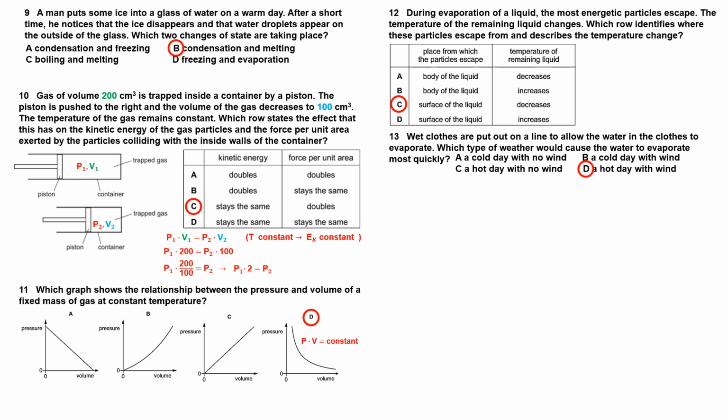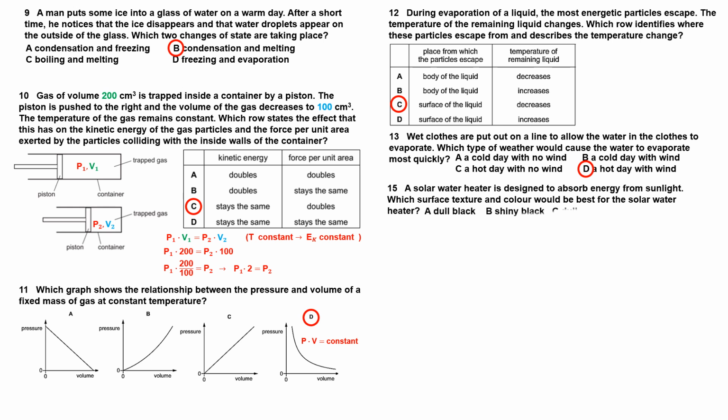Question 15. A solar water heater is designed to absorb energy from sunlight. Which surface texture and color would be best for the solar water heater? Black absorbs nearly all visible light wavelengths, converting more solar energy into heat. In contrast, lighter colors like white reflect a significant portion of sunlight, which reduces energy absorption.